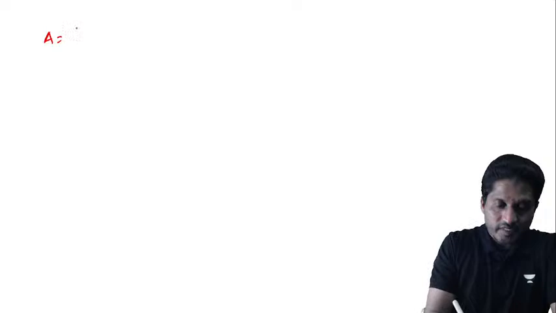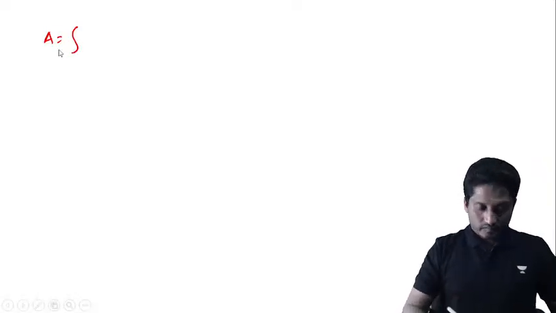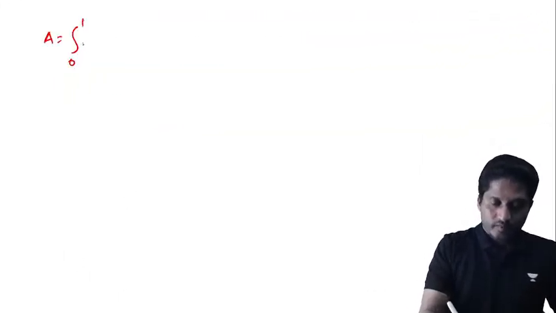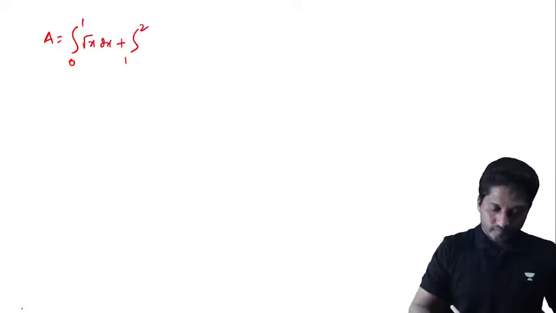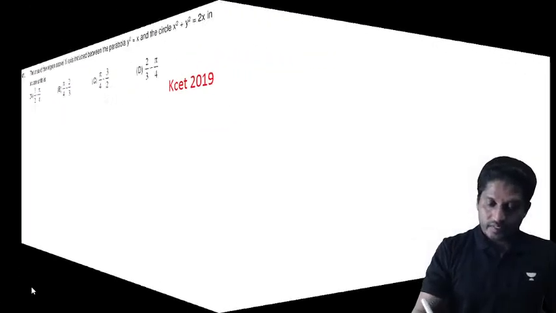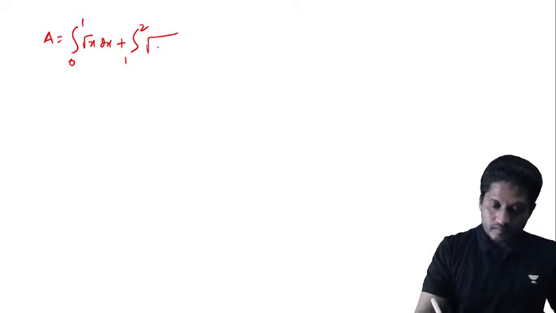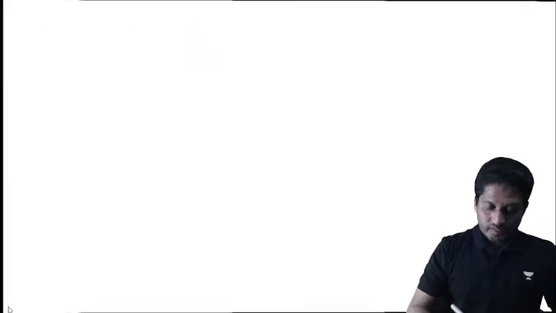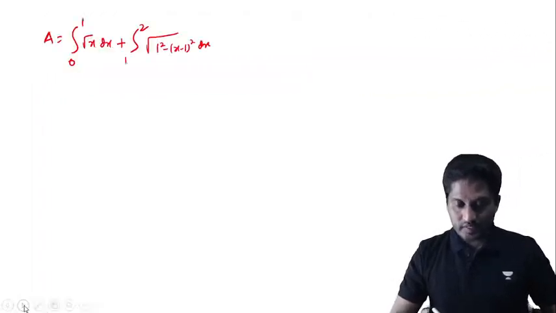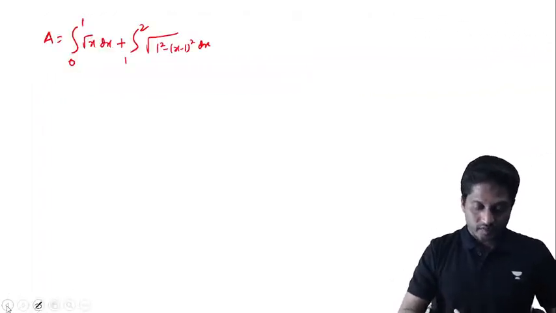Area is equal to integration of 0 to 1 root x, and then integration of 1 to 2, root of 1 square minus x minus 1 the whole square dx. Let me just check. Yes, root of 1 square minus x minus 1 the whole square.